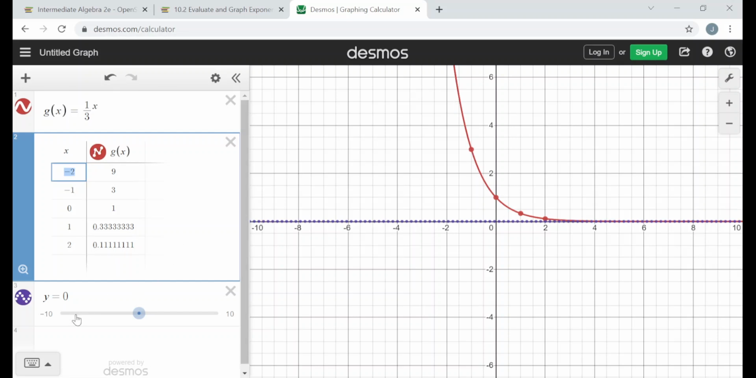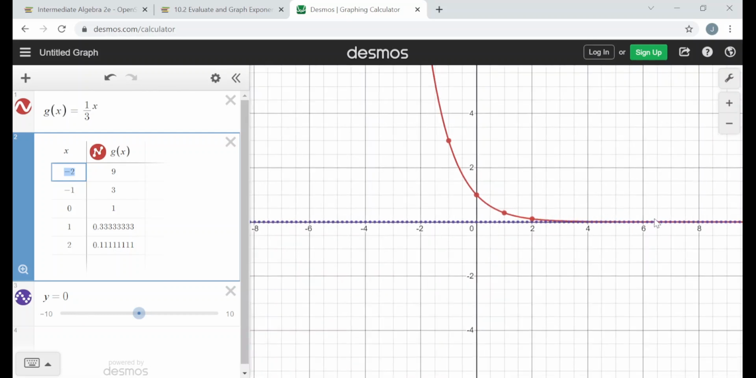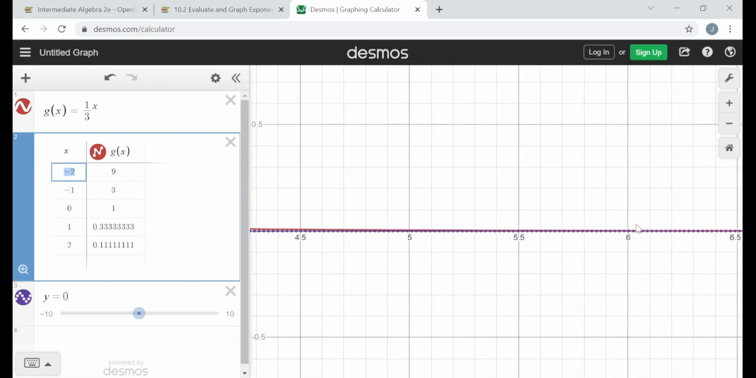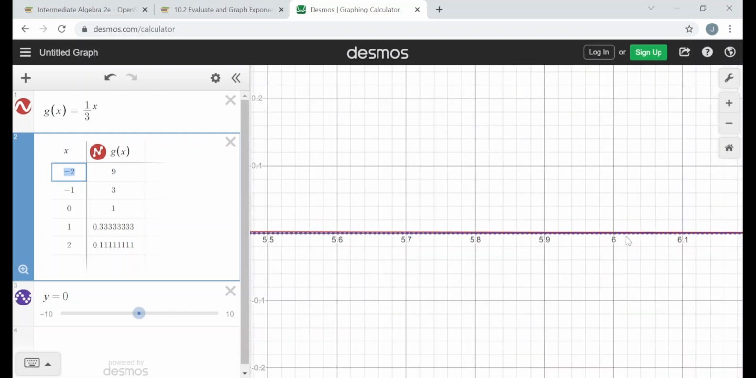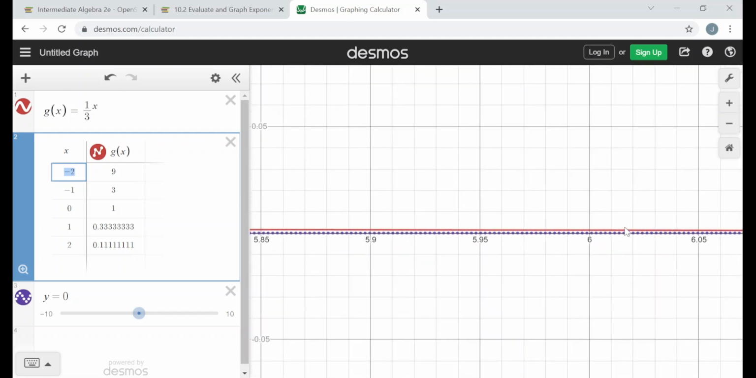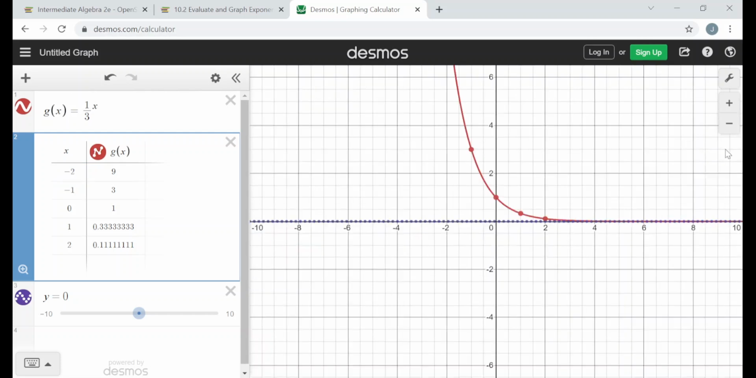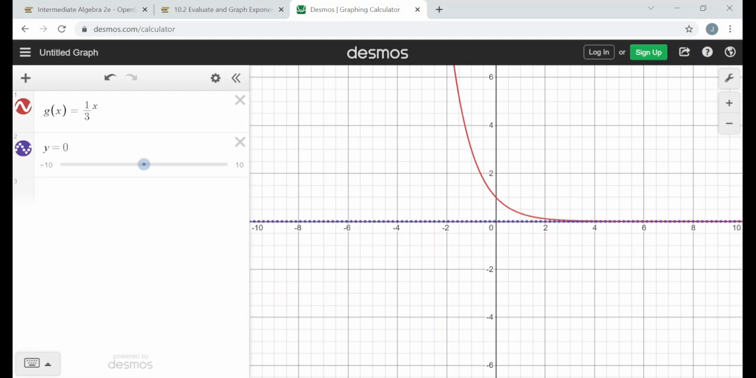And you see, I got y equals 0 plotted again as a dotted horizontal line. As I move to the right, let me zoom in over here, you'll see that the red graph is always above. It doesn't look like it right now, but if you zoom in close enough, you'll see that the red graph is always above the x-axis, that purple dotted line. It never touches it, horizontal asymptote. And it's a decreasing function. Domain all real numbers, range all positive numbers. Okay, good. So next question.